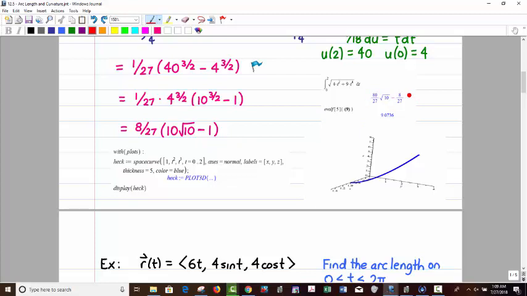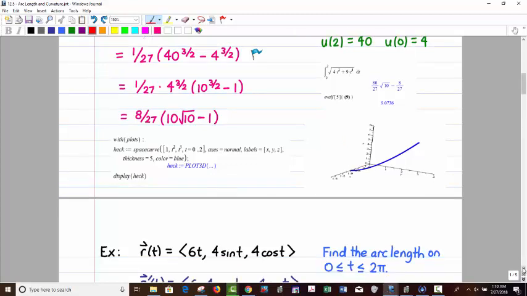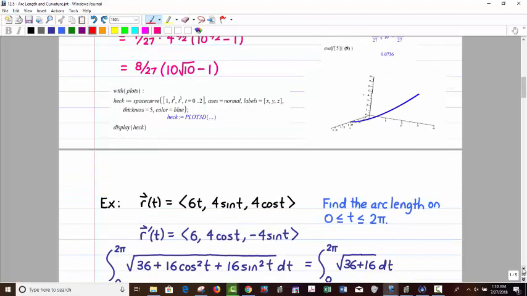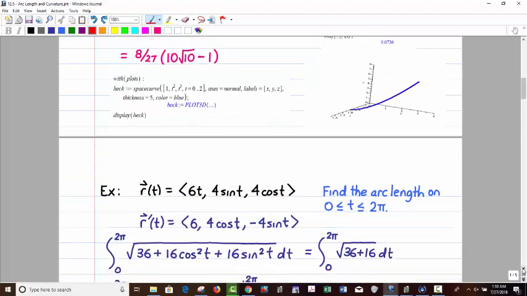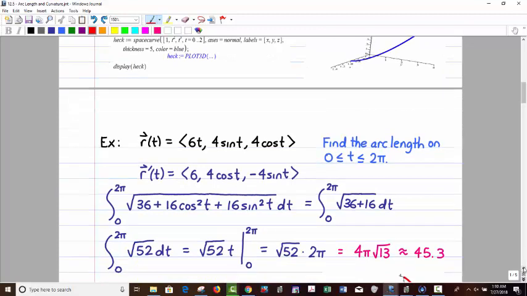Of course, the calculator is going to give you a decimal answer, roughly 9.0736. So I'll let you graph the curve. That's roughly a length of 9 right there from 0 to 2. All right. Let's take a look at the next example.